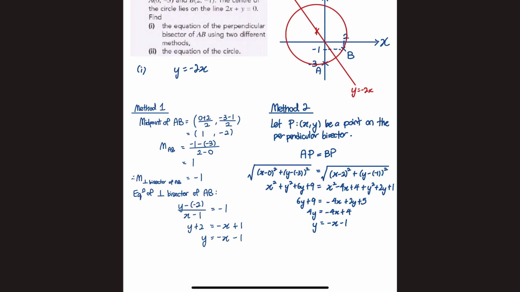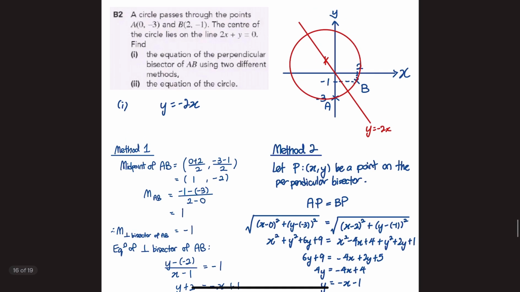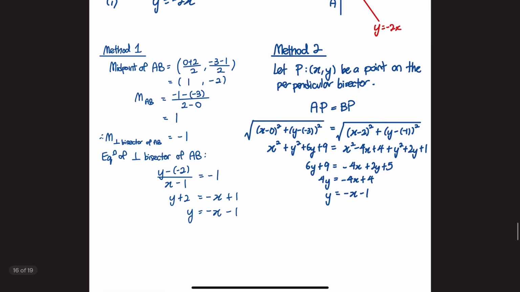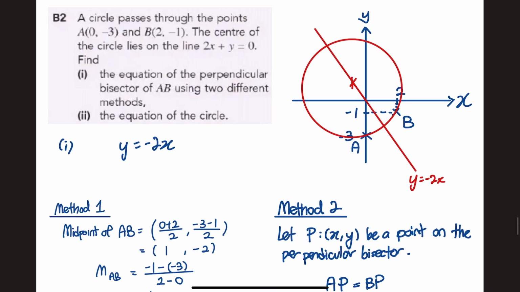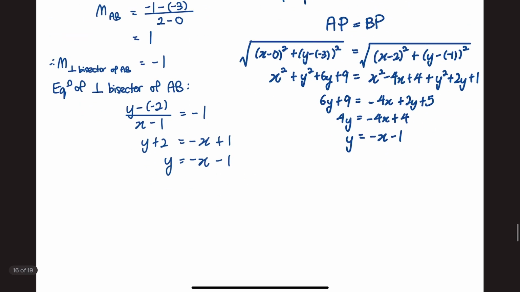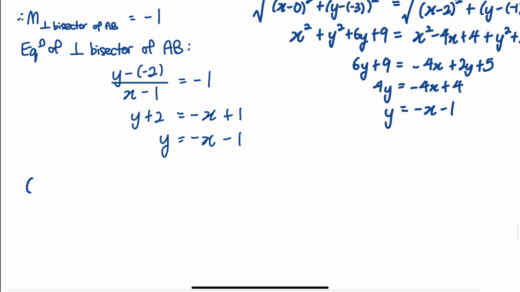So the last part here, find the equation of the circle. Always remember, to find the equation of the circle, you need two things: the center of the circle and the radius of the circle. So let's find the center of the circle first. I know that the center of the circle lies on this line here, and the perpendicular bisector also cuts through the center of the circle. So let's write the two equations down, part 2.